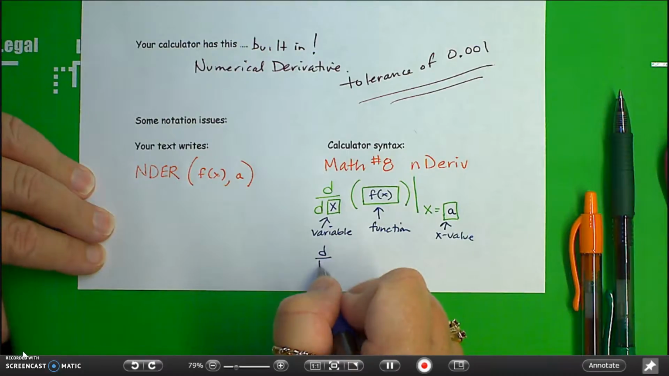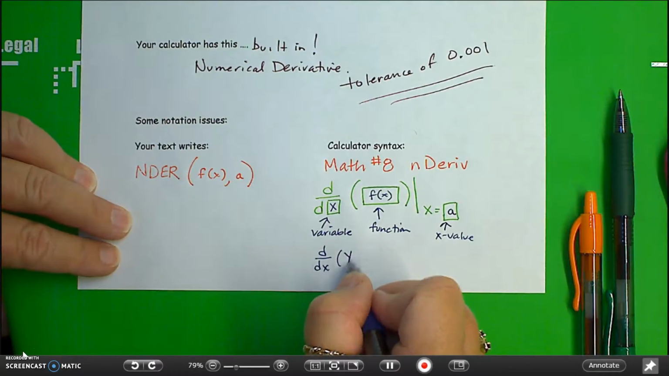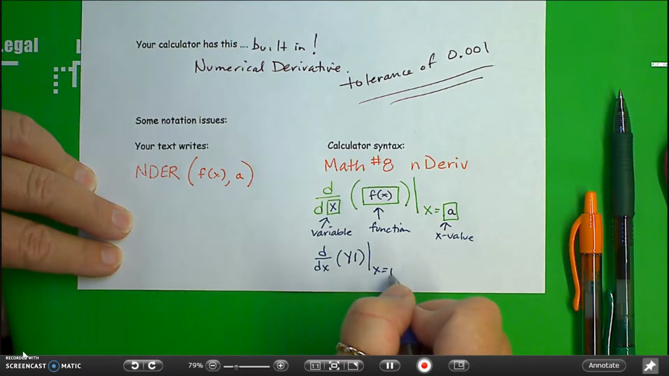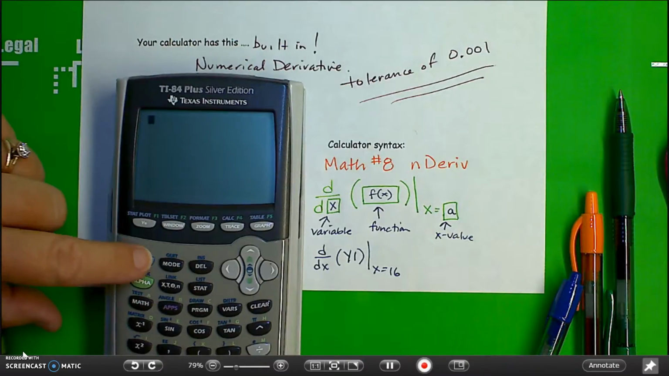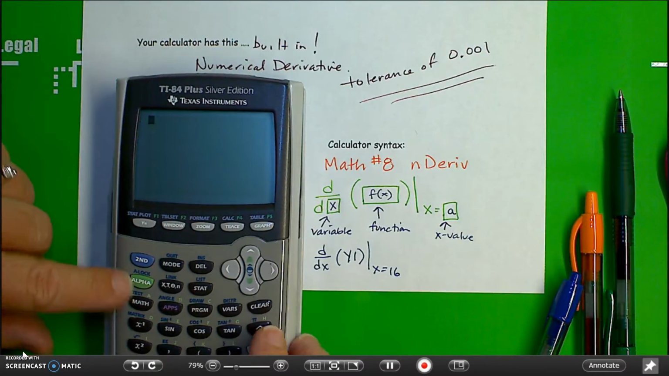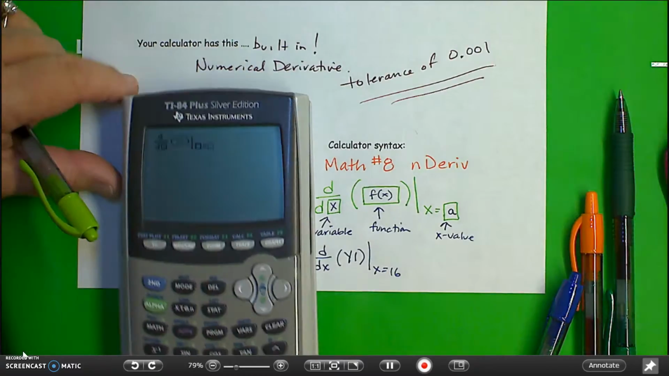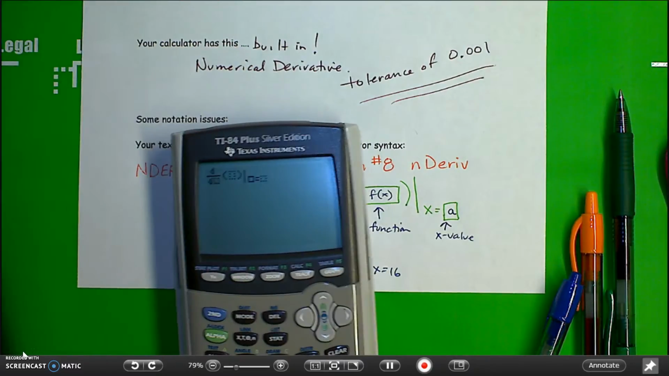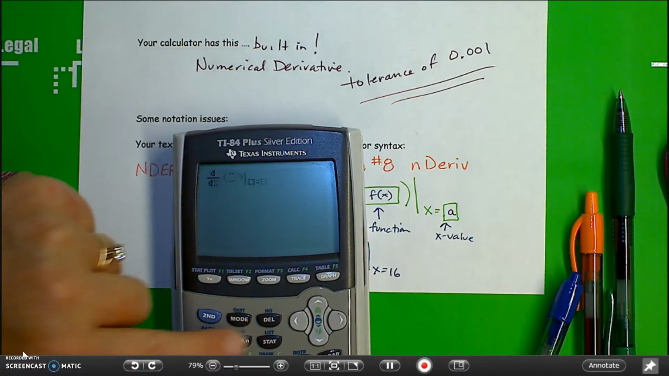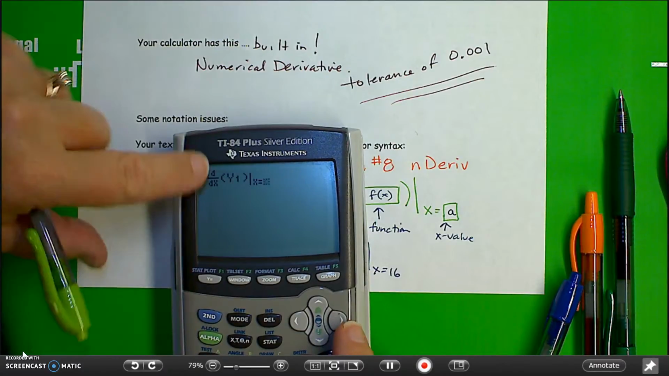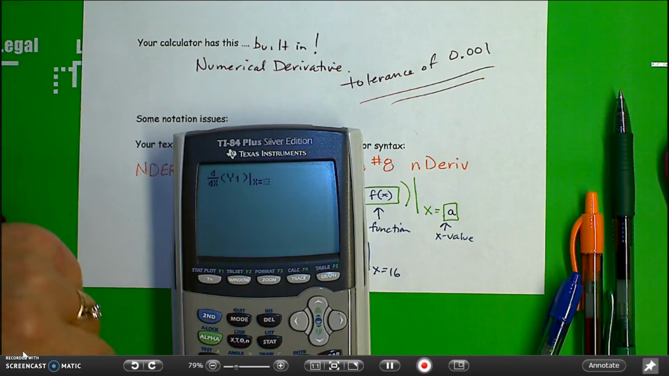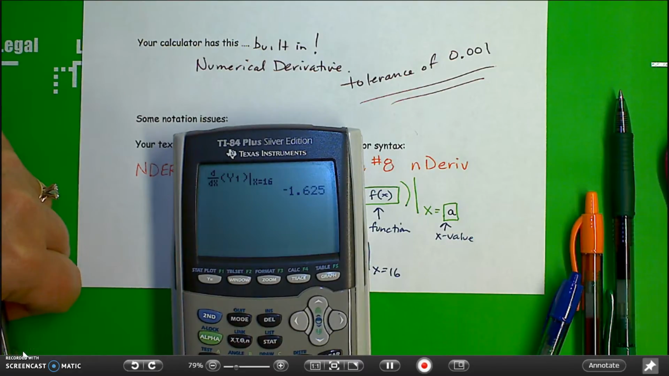So to do this for the function we're working with, we're going to put in d/dx of y1 evaluated at x equals 16. And if we do that, let's do this real quick. We'll do math 8. Whoops. Math 8. Get to where you can see this. I'm going to put x there. Move over. I'm going to select y1 here. Remember, you could type in the actual function there. And then at x equals 16, hit enter, and there you go. That's the numerical derivative answer at a tolerance of 0.001.